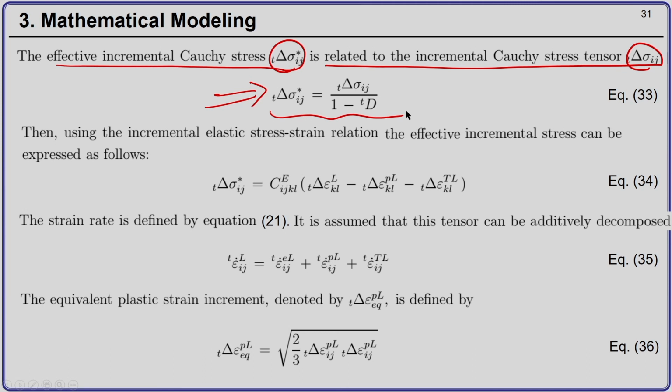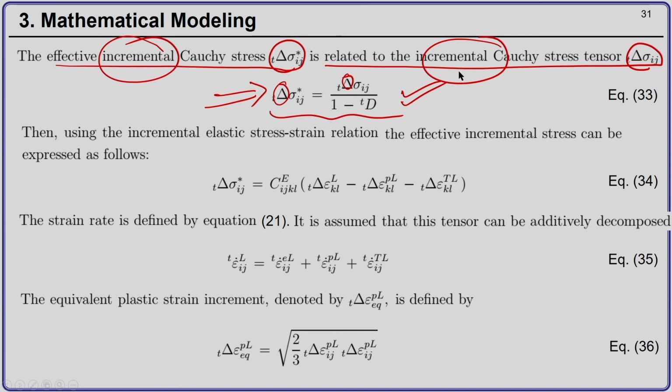Okay. So, this we directly take from our previous slide, where we did not have this incremental symbol, but now we introduce that incremental symbol, and we say that the relation which existed between effective Cauchy stress and the Cauchy stress tensor is the same, and will be carried over to the effective incremental Cauchy stress and the incremental Cauchy stress tensor. So, this is the equation.